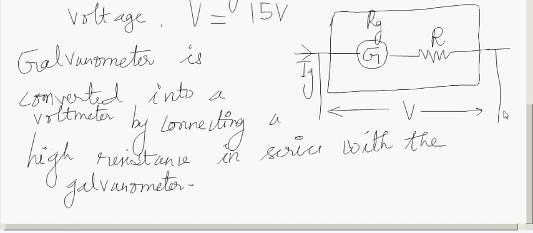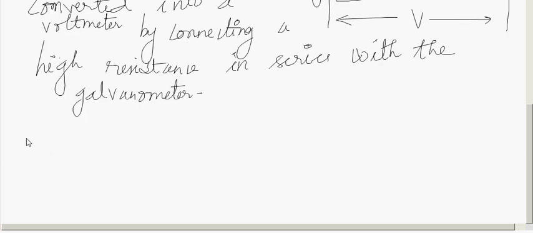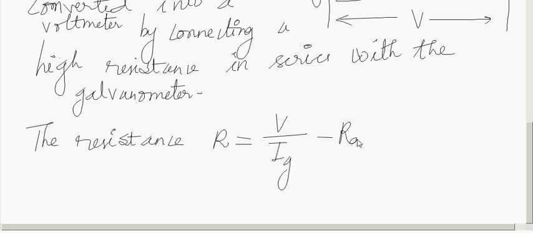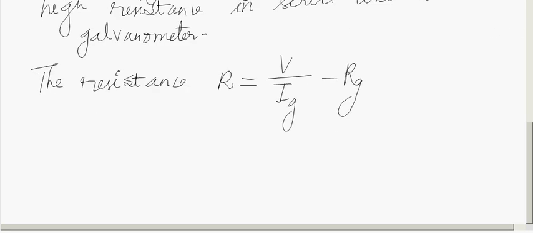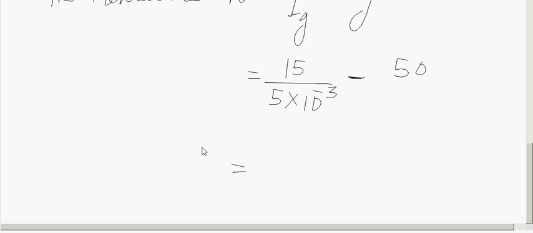So therefore the series resistance R which has to be connected is given by V divided by Ig minus Rg. Now V is 15 volt and Ig given is 5 milliamperes and the galvanometer coil resistance is 50 ohm. Now calculate this. So this is 15 by 5 into 10 to the power minus 3, that is 3000, minus 50. Yes, the answer is 2950 ohm.